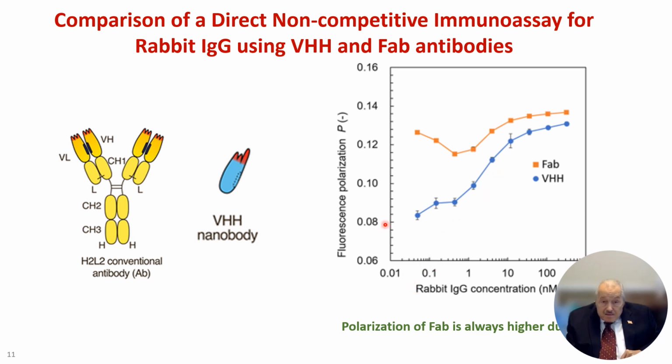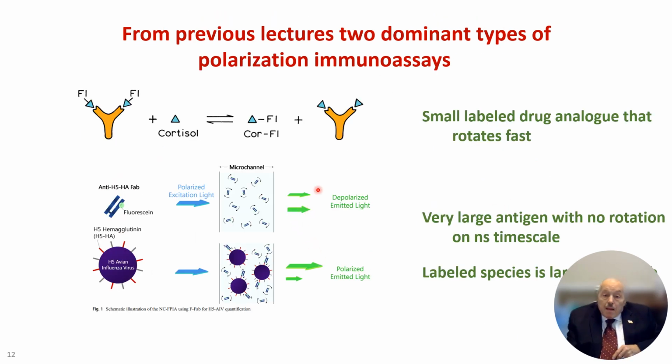I think I got something mixed up there. But in any event, the polarizations are always higher with the FAB unit because it's much larger, but you get a much larger change in anisotropy on binding the VHH antibody because it has the opportunity to change its binding to the bigger protein, and it can have a larger change in the rotational correlation time.